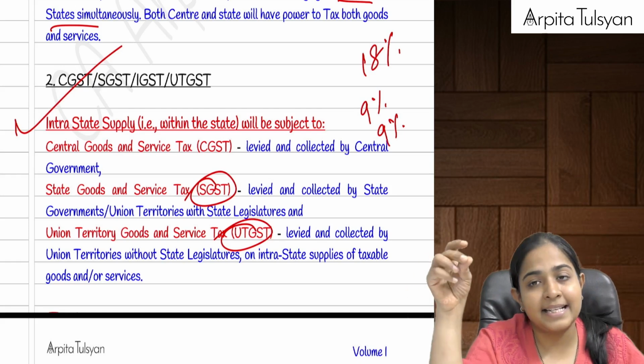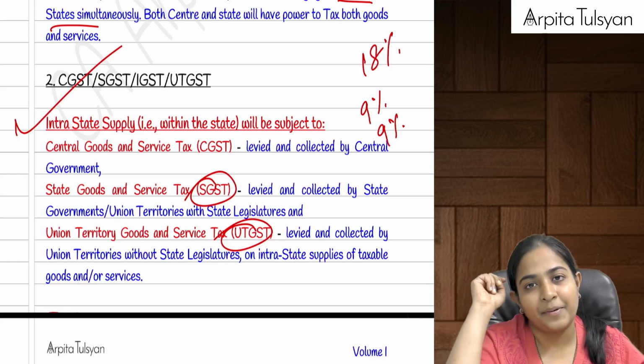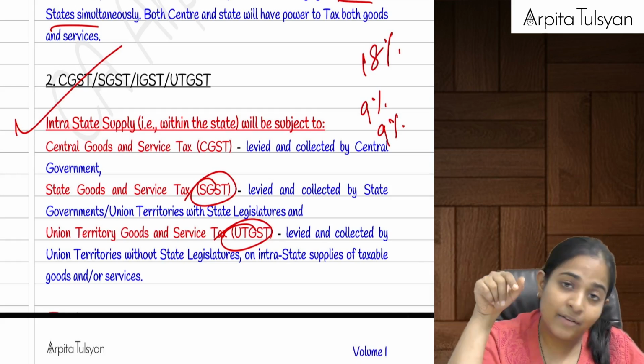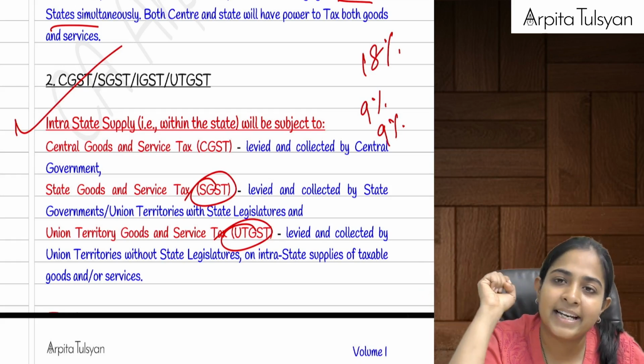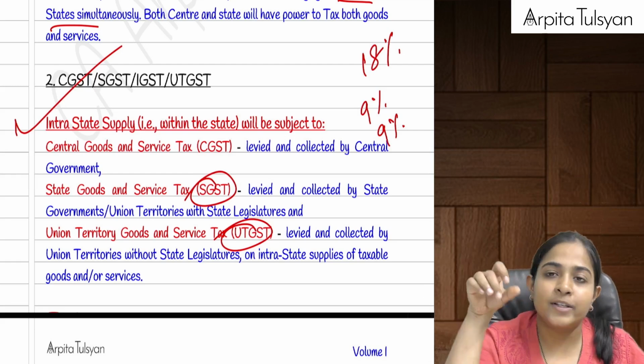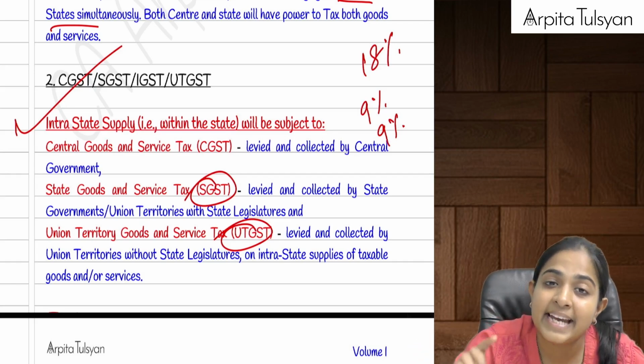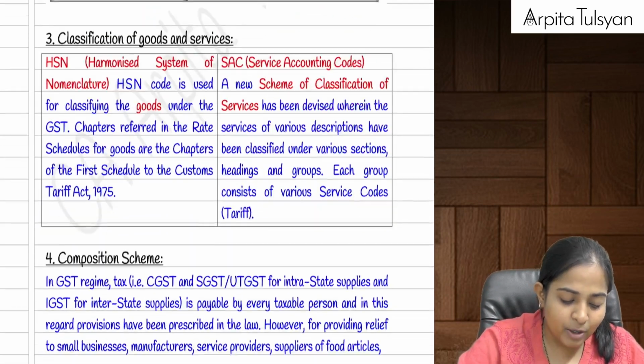Okay, let's say there is a sale happening from Delhi to Delhi. Delhi is a union territory with its own state legislature. So UTGST will not be applicable, only SGST will be applicable. So the taxes applicable from Delhi to Delhi will be CGST and SGST. Are you able to understand this, everyone?